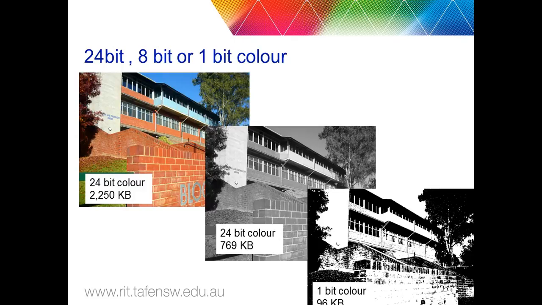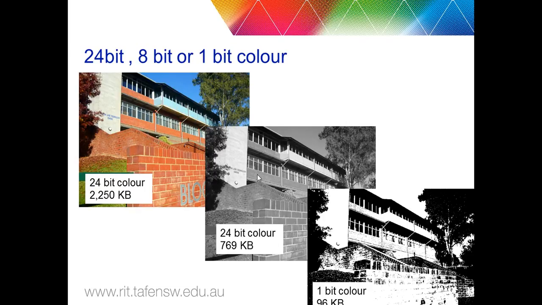I've taken the exact same image, and you can see that the first one top left there is 24-bit color. Now, when I've saved that image, 24-bit color, 16.7 million colors, the file size is 2,250 kilobytes. So that's quite a substantial file size. Now that's a bitmap image, it's an uncompressed image. If we made it a JPEG, obviously that would be smaller, but again, it's quite a substantial file size.